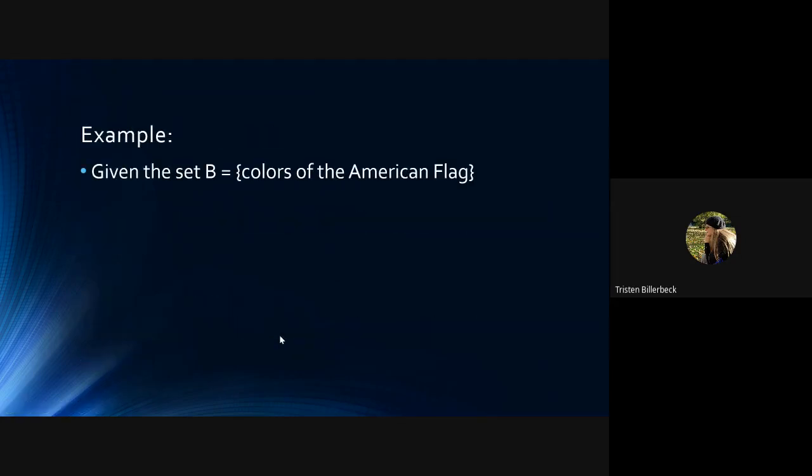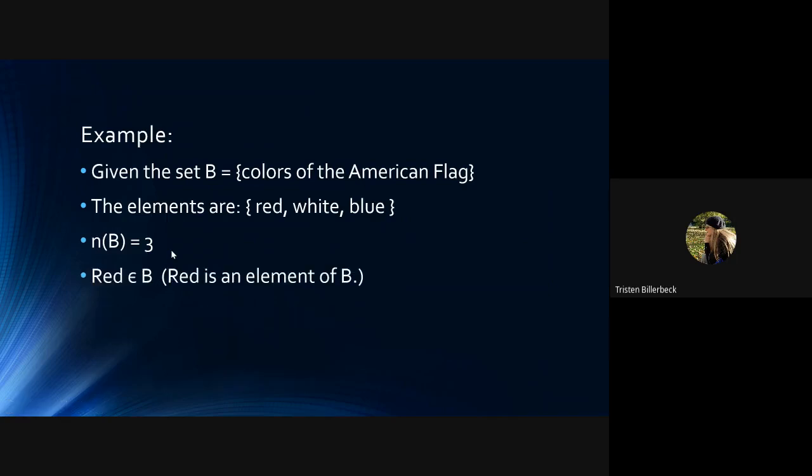Okay, here's an example. Given the set B equals the colors of the American flag, the elements are red, white, and blue. So in our math shorthand, we write the number of elements in set B equals 3. Red is an element of B.